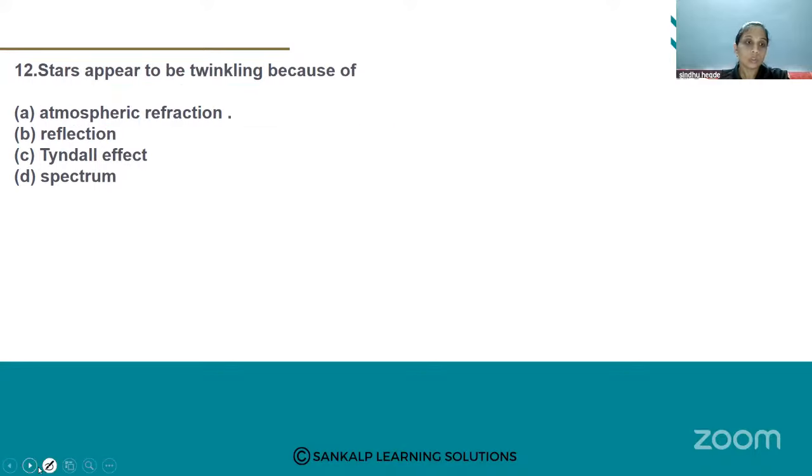We'll move to the next one. Stars appear to be twinkling because of atmospheric refraction. Here not reflection, not Tyndall effect, not spectrum. Stars appear to be twinkling because of atmospheric refraction.